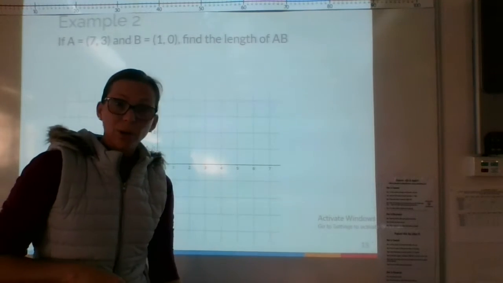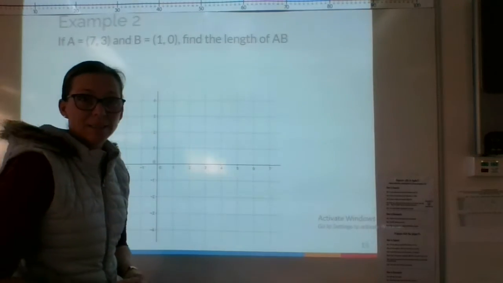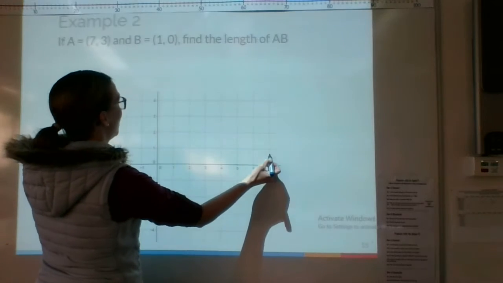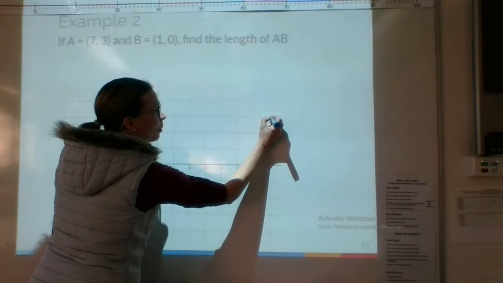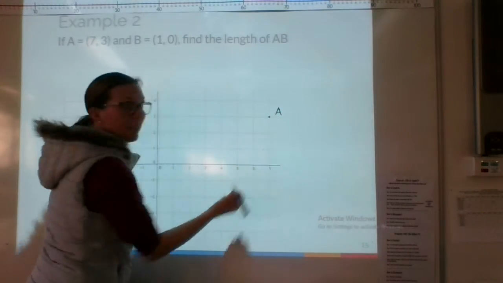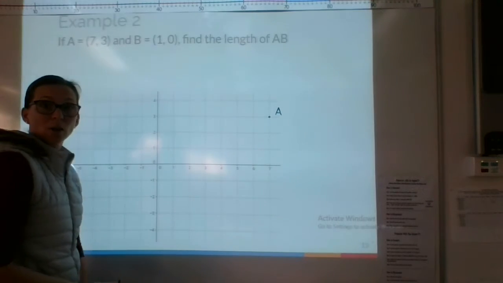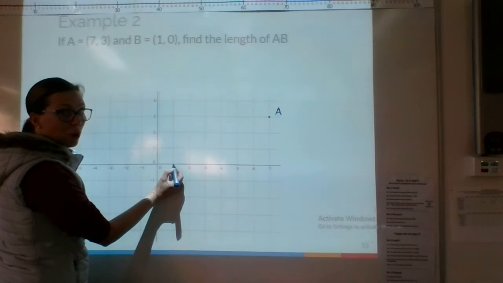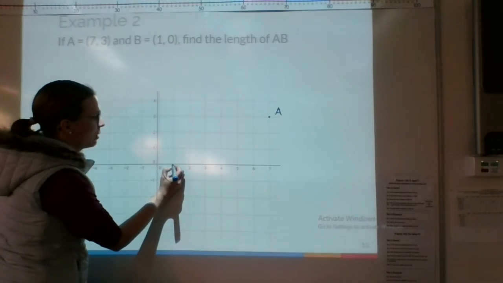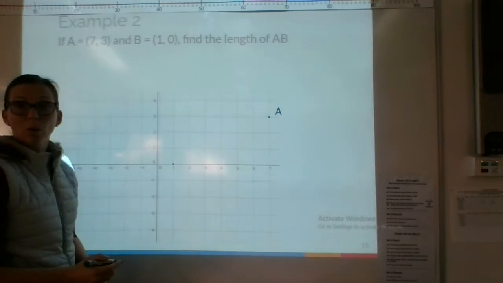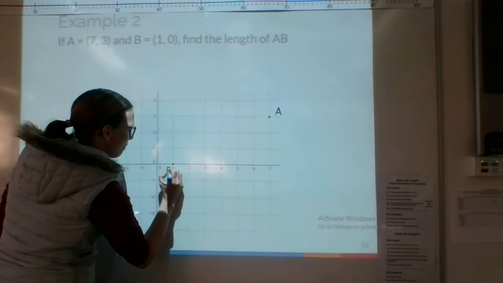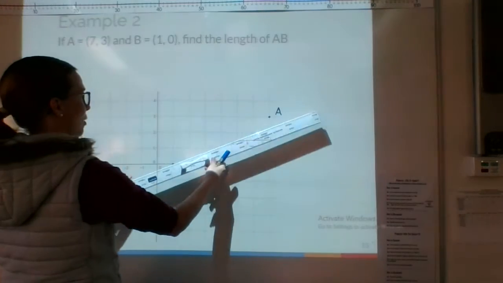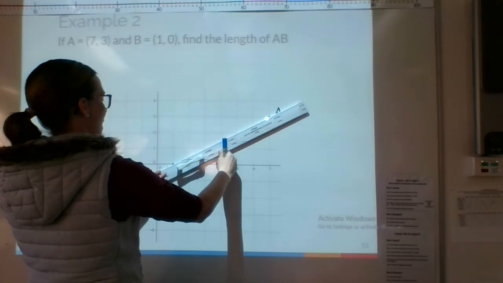So let's start by plotting those coordinates. A is at 7, 3. So start at the origin, move across 7, up 3, and then put a point. We'll label that A. And B is at 1, 0. So start at the origin, go across 1. Don't go up or down because we're moving 0, and put a point there and label that B. Now let's join those two points together because that's going to be the line AB.